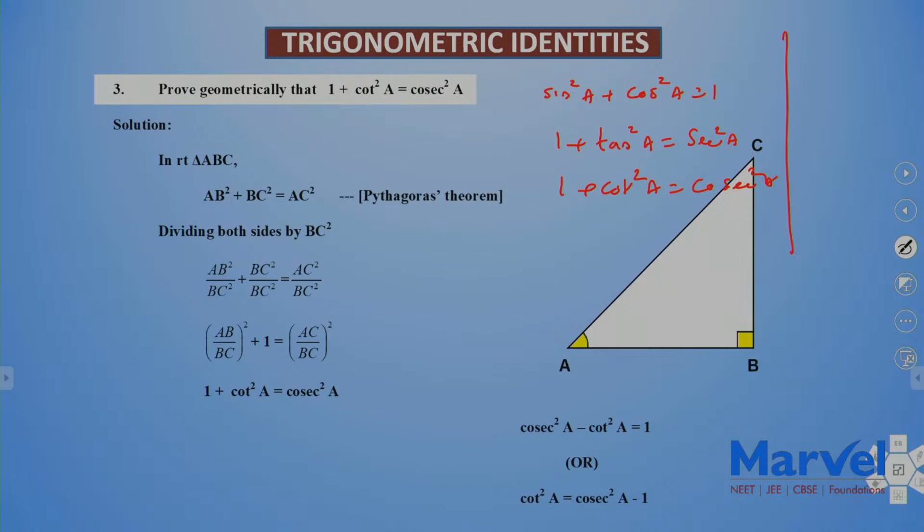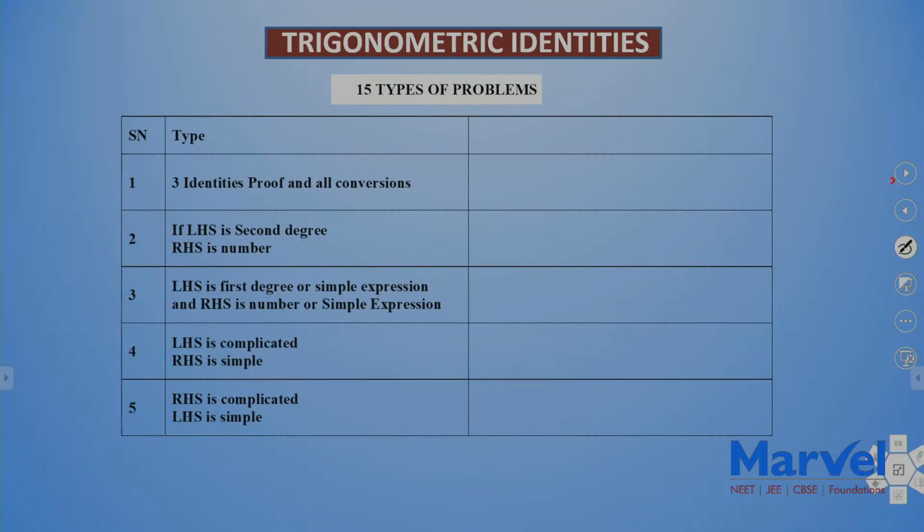Here we have an important condition for A. For the first identity, the range of A is greater than or equal to 0 and less than or equal to 90. For the second case, greater than or equal to 0 and strictly less than 90. Third case, greater than 0 and less than or equal to 90.